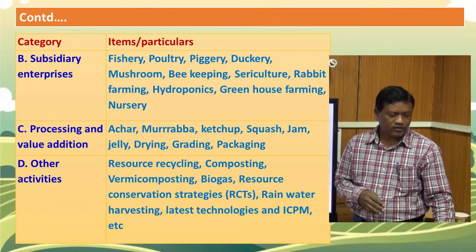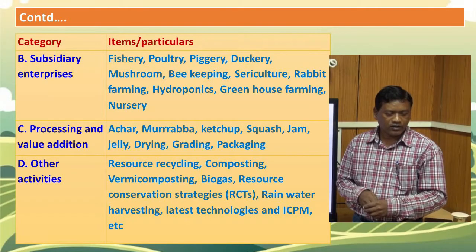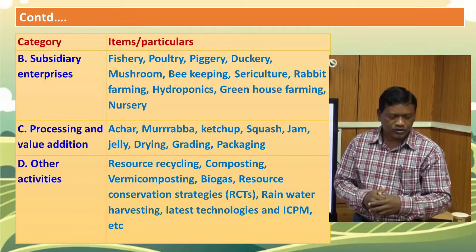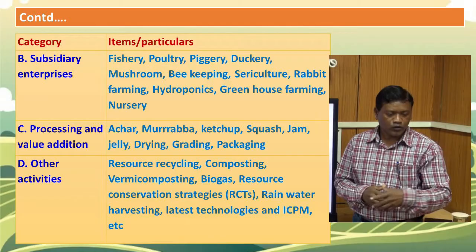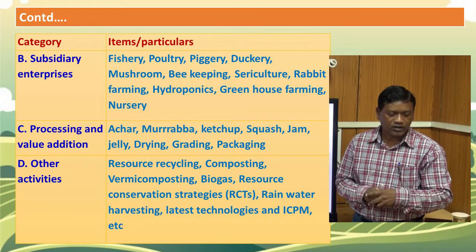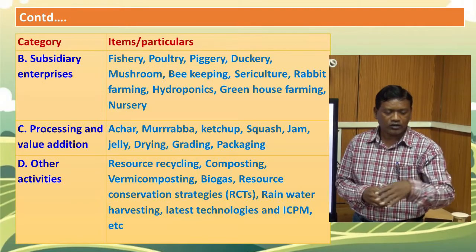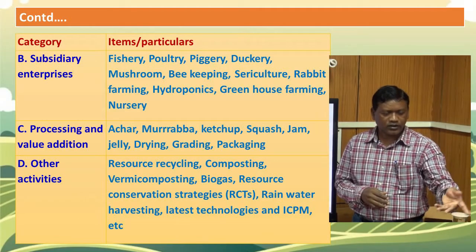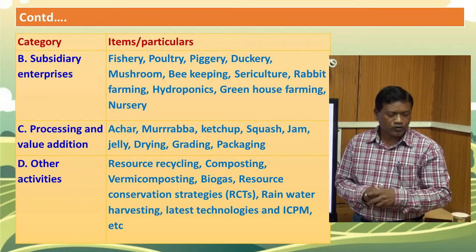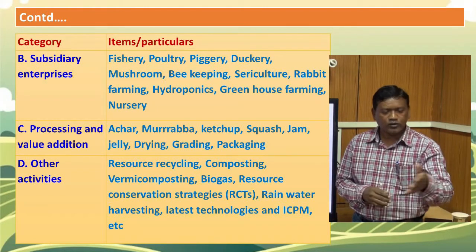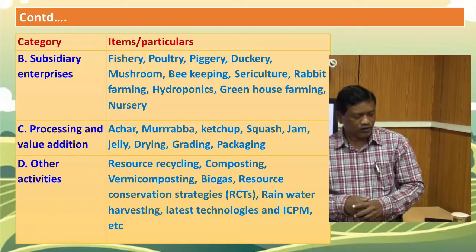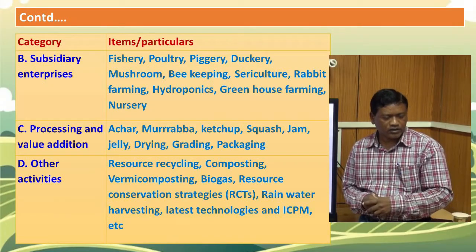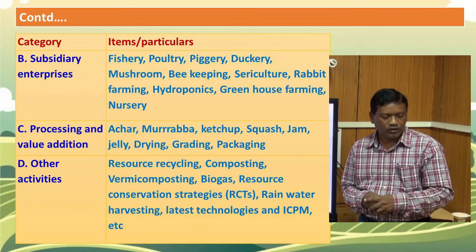And these are the subsidiary enterprises, like fisheries, poultry, piggery, and duckery, which should be incorporated in your system to give you additional income. It does not require much money or much effort. Through this you can increase your income from your farming systems. Processing units: if you grow different types of crops, then there is a chance to install processing units, such as an achar unit, murabba, etc. This is additional income from your systems. So these processing units add more income to your farming systems.